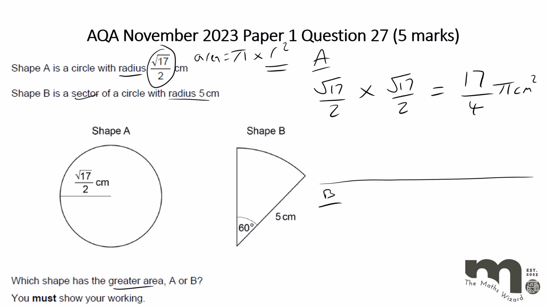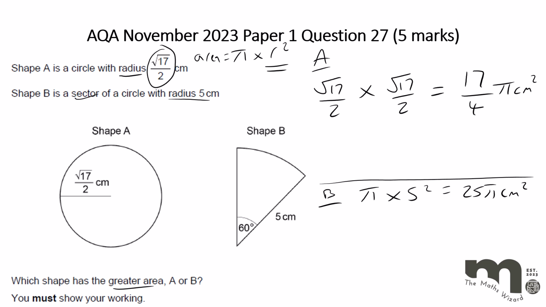Now we're going to take a look at shape B. If we do pi times 5 squared, that will give us 25 pi centimeters squared. But we've only got a sector here. We've not got a full circle.